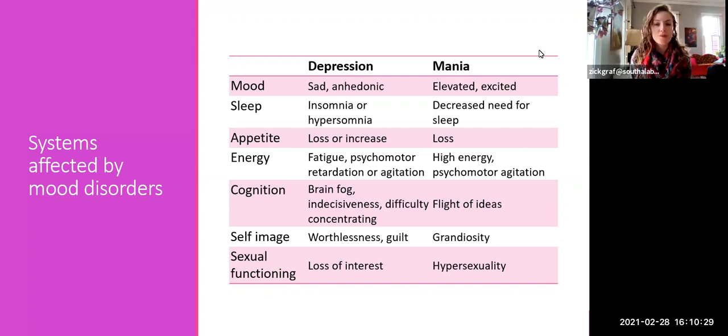People in a manic episode have lots of energy. They expend a lot of energy, and they may, at the more extreme ends of a manic episode, experience psychomotor agitation, which looks like a lot of repetitive, sort of non-goal-directed movements.